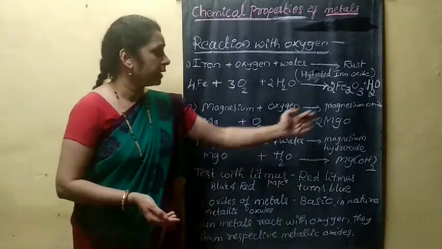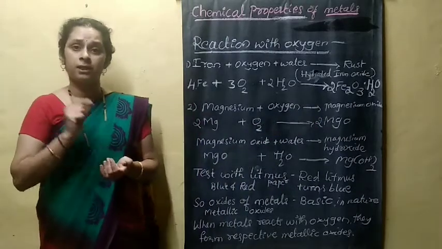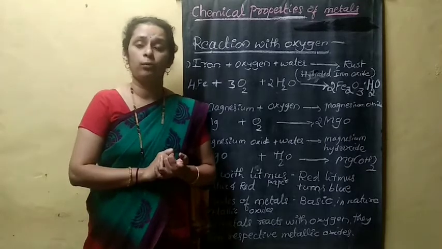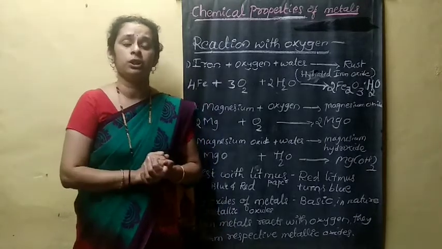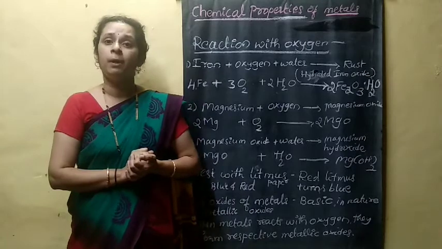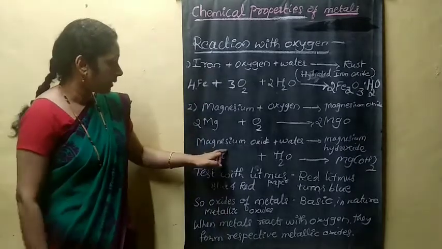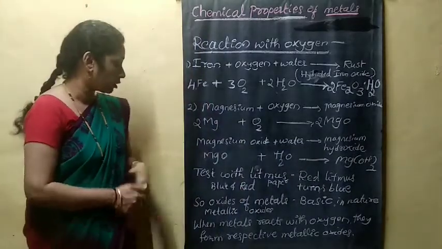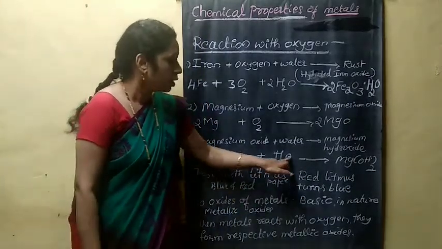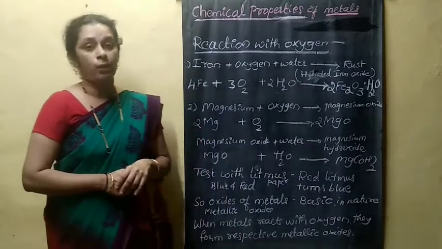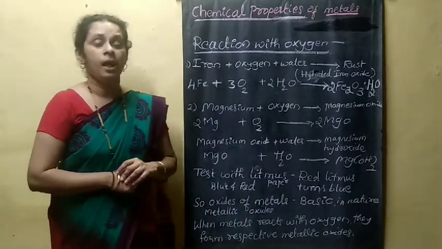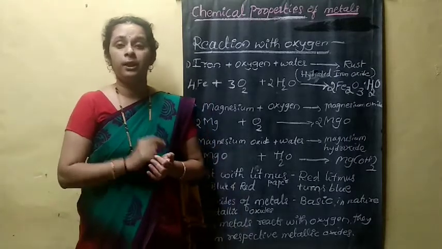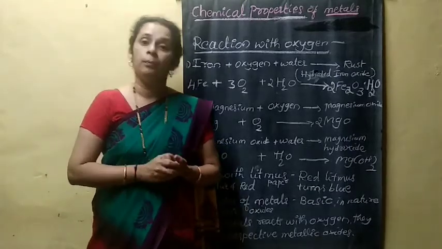Then what you have to do? Again, this magnesium oxide, that is ash powder, will be taken in a test tube and you have to add a small amount of water to that. Then you will get a solution that is nothing but magnesium hydroxide. See, magnesium oxide plus water gives magnesium hydroxide: MgO + H2O gives Mg(OH)2. Again, you have to dip litmus paper into that. You will see red litmus change into blue litmus.